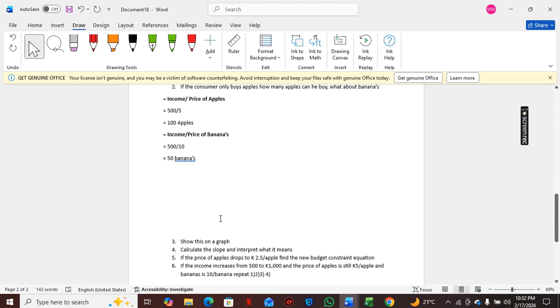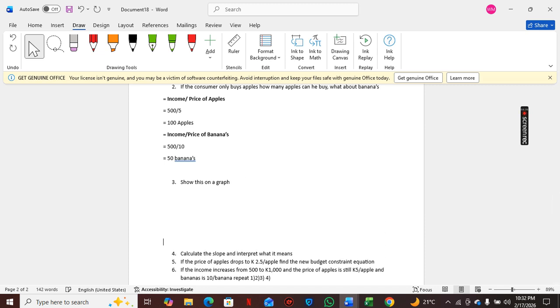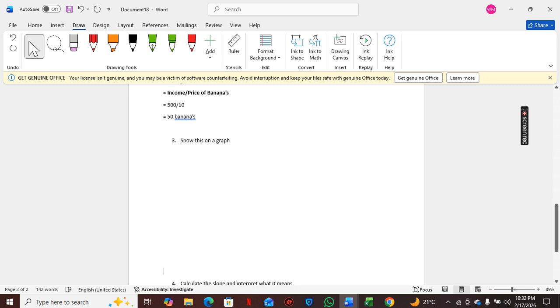Okay, show this on a graph. Alright, so we have to decide which will be on the x-axis, which will be on the y-axis. Alright, so we can put bananas on the y-axis.